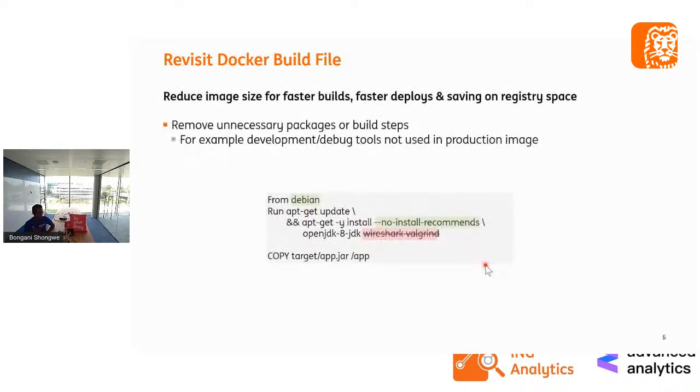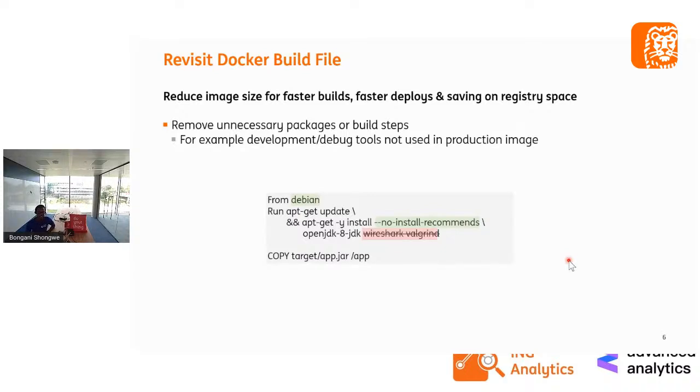When you make sure you're adopting best practices, the first thing you want to do is reduce your image size for faster builds, faster deployments, and it actually saves space on your registry. The first thing to do is remove any unnecessary packages or build steps. This will be like removing development tools or debug tools which you include.